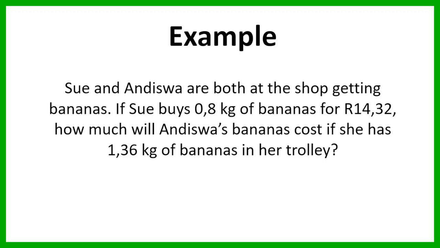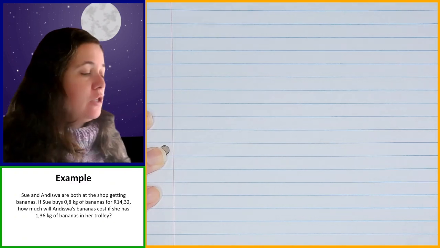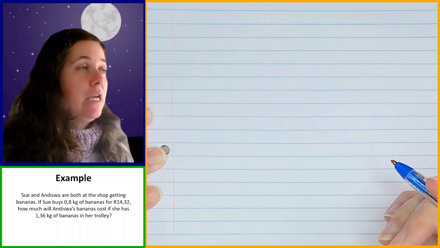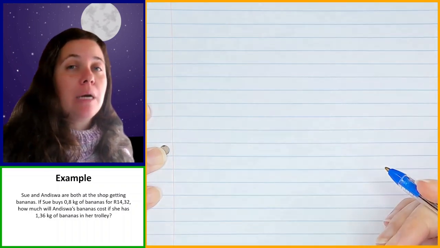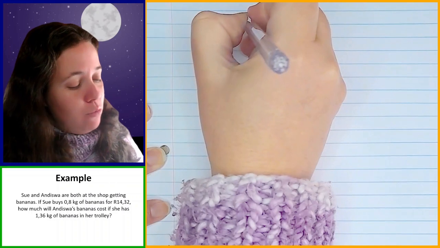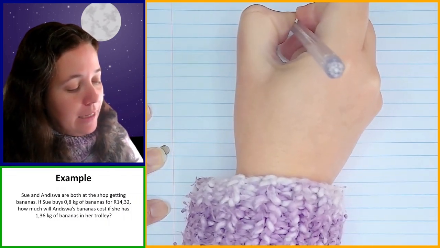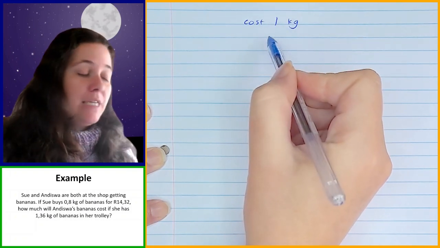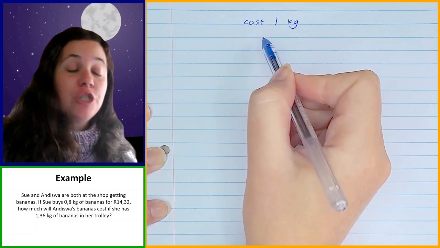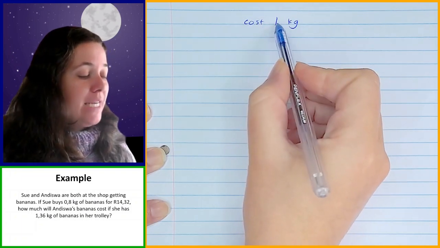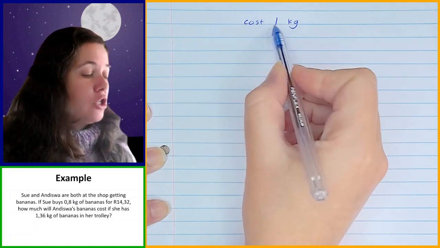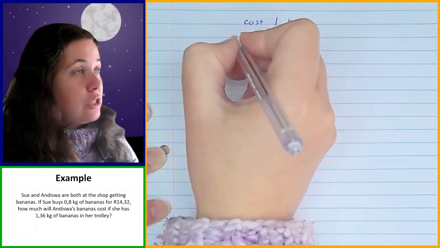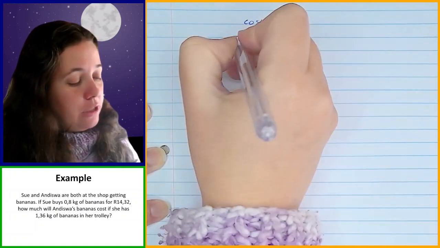Okay, so let's go and have a look at how we're going to work this out. So first of all, we're going to use the information we've been given about Sue and the bananas that she is buying to help us to work out the cost per kilogram of bananas. Okay, so if I'm working out cost per kilogram, remember this per over here, this slash that we've got, is actually a fraction line. It is a division sign. So this means the cost divided by the weight. Okay, so cost per kilogram, we're going to work out by saying the cost divided by the weight. So the cost in Sue's case is 14 rand 32.